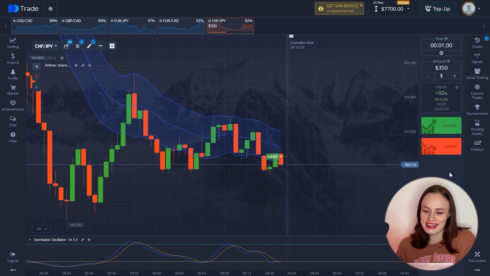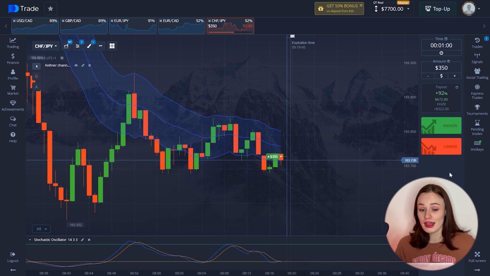And the second is the crossing of the lower Keltner boundary by a growing candle, and further consolidation of a new candle above this boundary. Accordingly, this was another signal of a possible increase in quotations. Let's wait for the end of the deal.